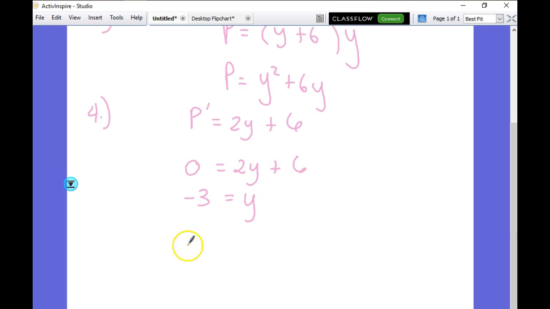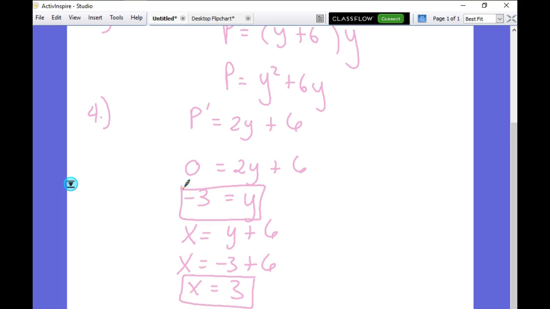So we have x equals, was it 6 plus y? Or is it y plus 6? It's the same thing. And x is 3. So there's my x, there's my y. Now those aren't my answers.